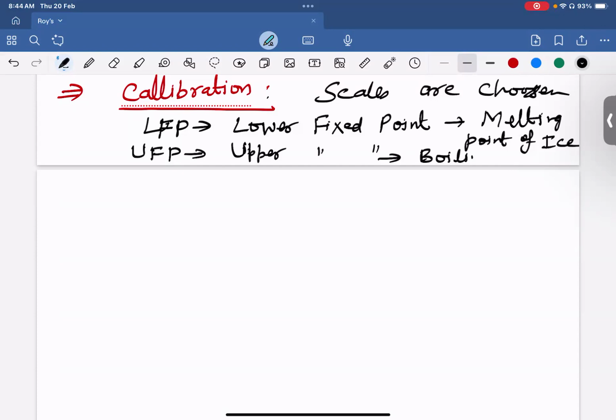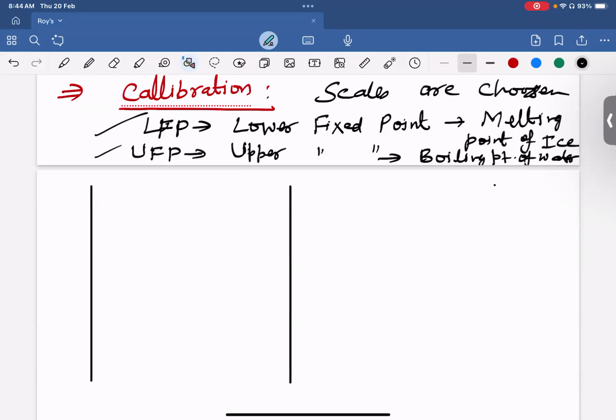So whenever you want to choose a scale, we first choose two points, one lower fixed point and one upper fixed point. And then you divide some interval between them. Let's suppose this is the scale I am having. Let's draw two scales. So if I say this is the scale that I have used, here I'll put the lower fixed point.